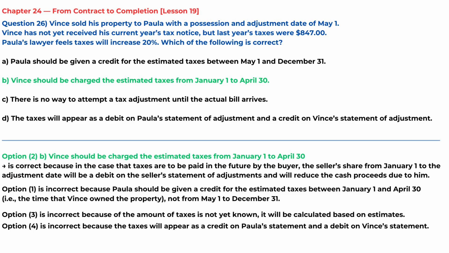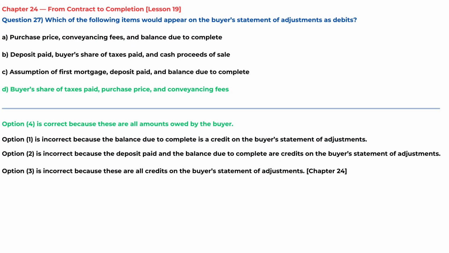Option 1 is incorrect because Paula should be given a credit for the estimated taxes between January 1st and April 30th, i.e., the time that Vince owned the property, not from May 1st to December 31st. Option 3 is incorrect because the amount of taxes is not yet known. It will be calculated based on estimates. Option 4 is incorrect because the taxes will appear as a credit on Paula's statement and a debit on Vince's statement.